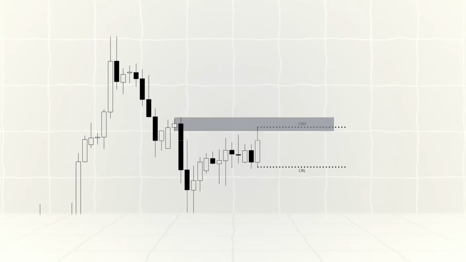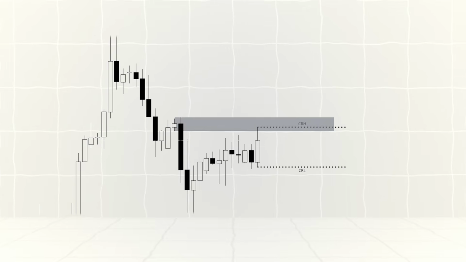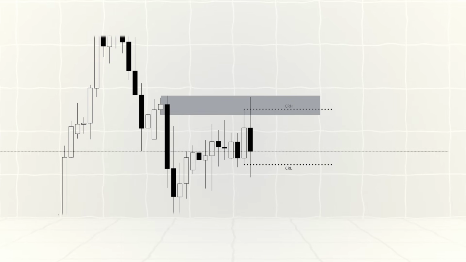On this chart, the most recent point of interest is a supply zone. A supply zone is defined as the last candle before a strong impulse, and we can see that the CRT main candle has fully filled this supply zone.